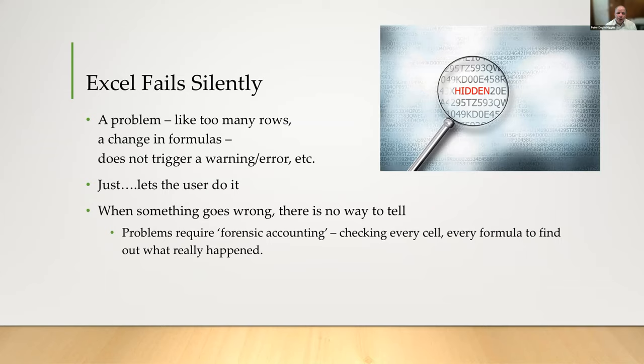Another big issue is that Excel fails silently. So a problem like too many rows or changing formulas by typing over them doesn't trigger a warning, an error, or anything. It just lets the user do it. And when something goes wrong, there's really no way to tell. And this is why forensic accounting has become a field, going through checking every cell and checking every formula to find out what really happened.